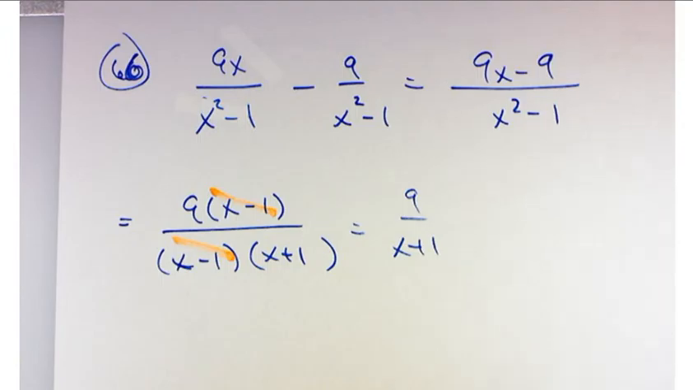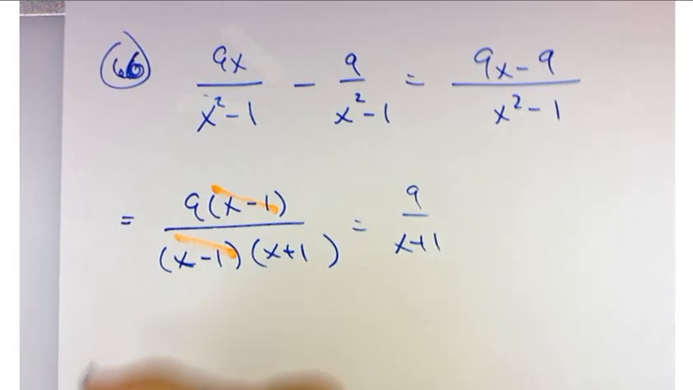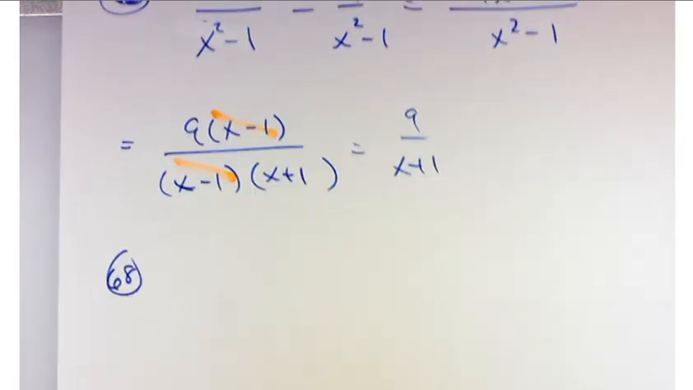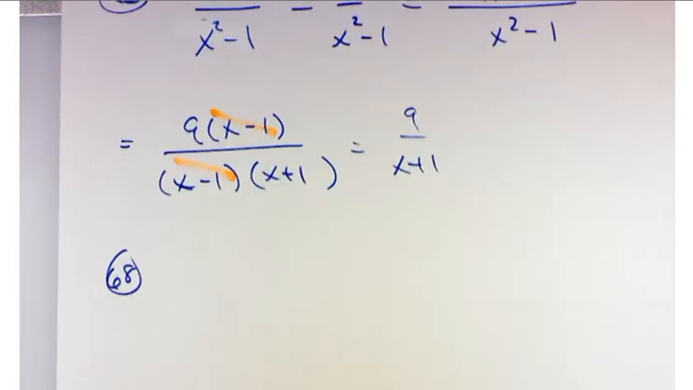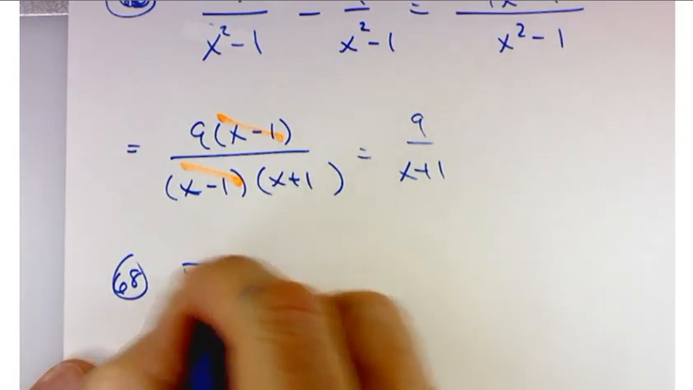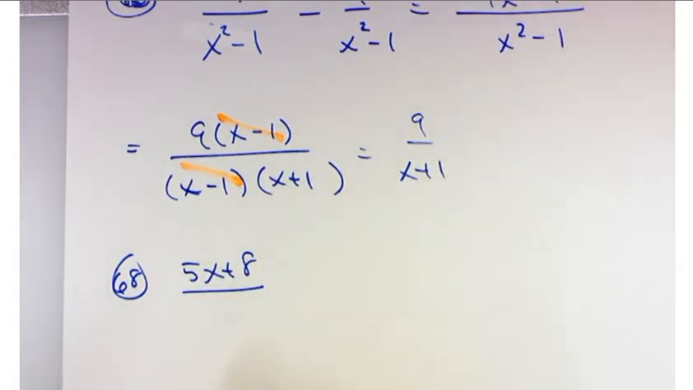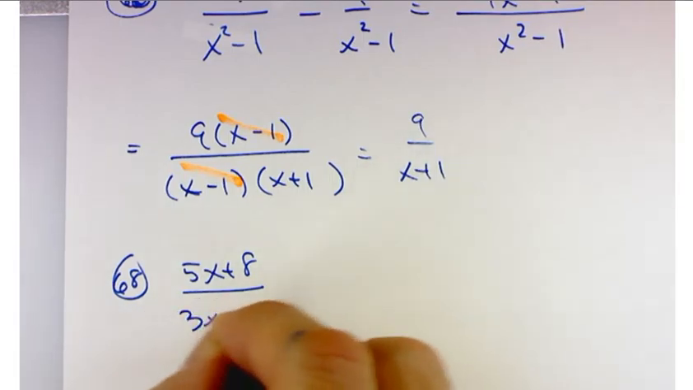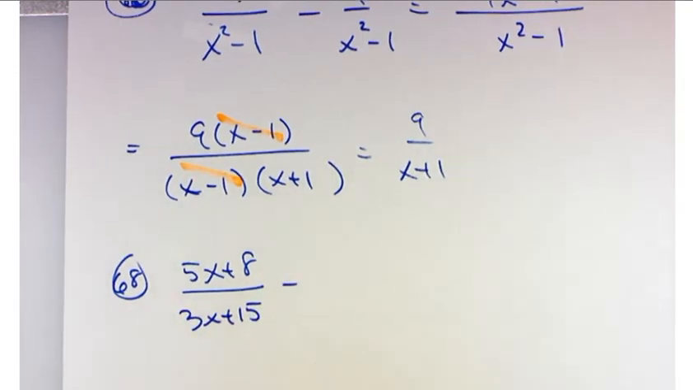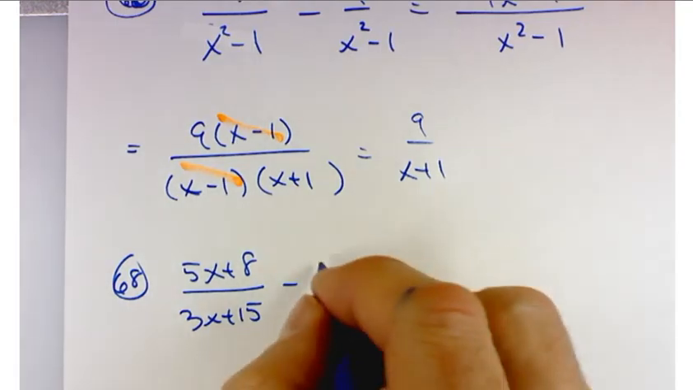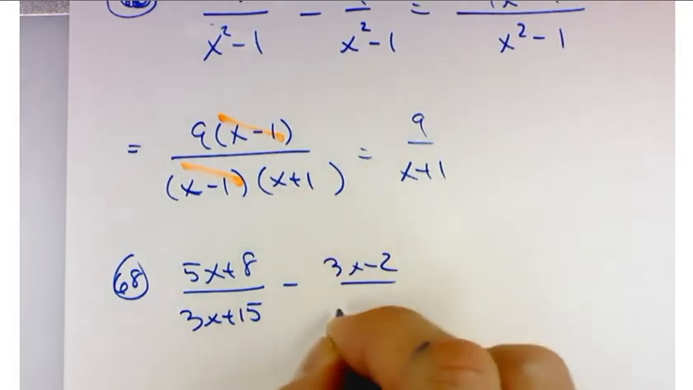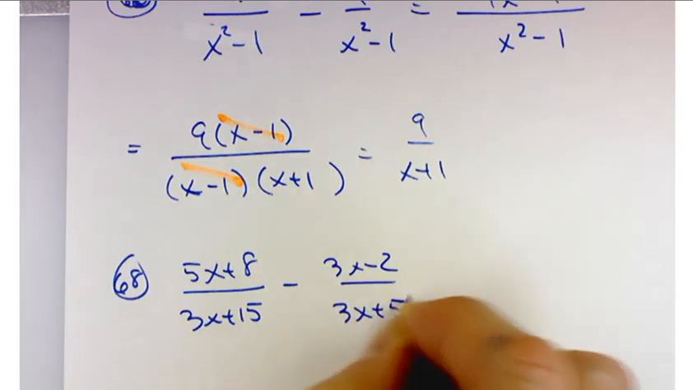Let's try another one. It's a good follow-up to that. And what I want you to see in this one is that you really got to be careful with the negative sign. Problem 68. 5x plus 8 over 3x plus 15 minus 3x minus 2, again, over 3x plus 15.